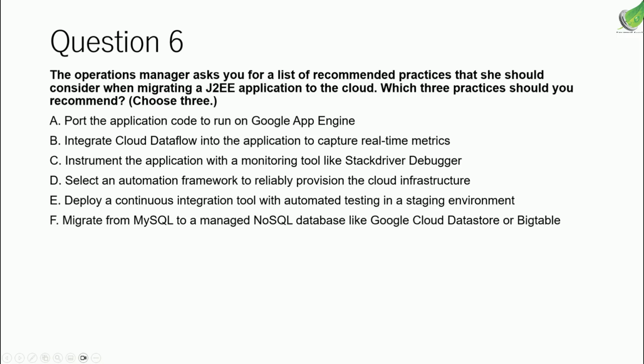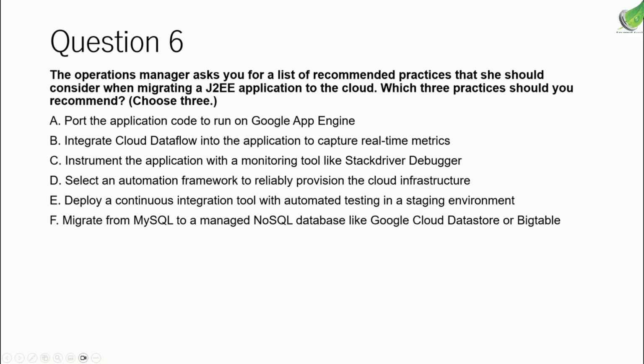Now for option E. This is also a correct and critical practice. This describes setting up a CI/CD pipeline, which stands for continuous integration and continuous deployment. Automating the build, test, and deployment process is one of the most important practices in modern software development. Adopting CI/CD during a cloud migration helps increase release velocity and improve quality.